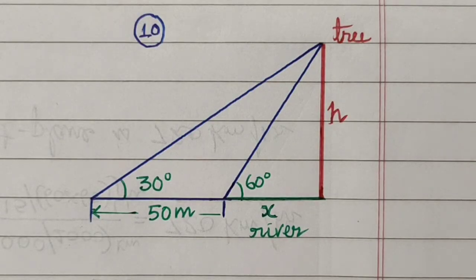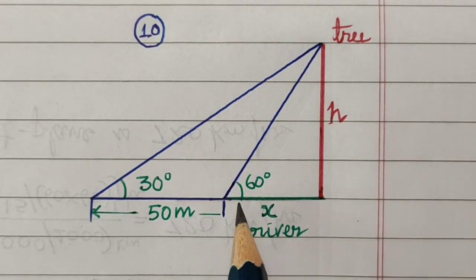A person standing on the bank of a river observes that the angle of elevation of the top of the tree standing on the opposite bank is 60 degrees. When he moves 50 meters away from the bank, he finds the angle of elevation to be 30 degrees. Calculate the width of the river and the height of the tree.